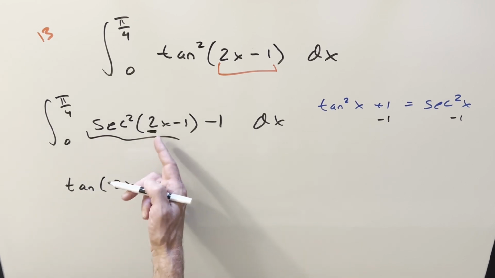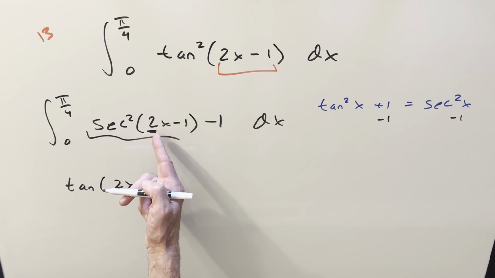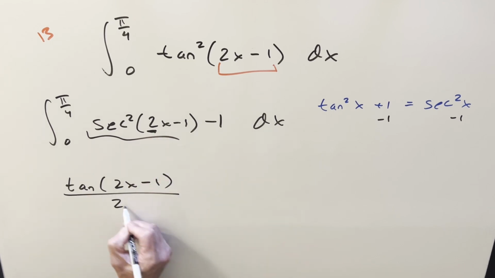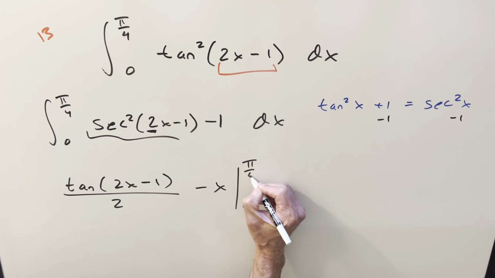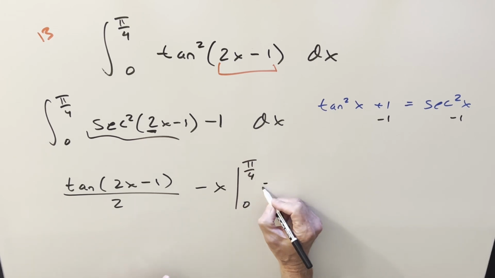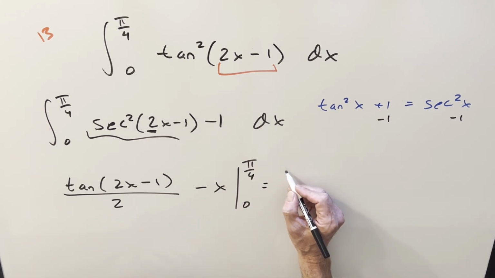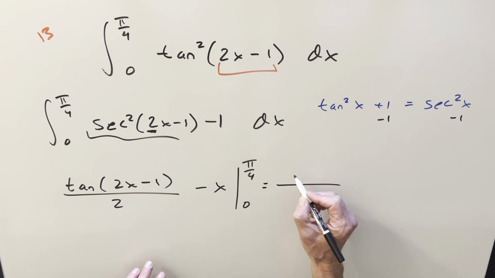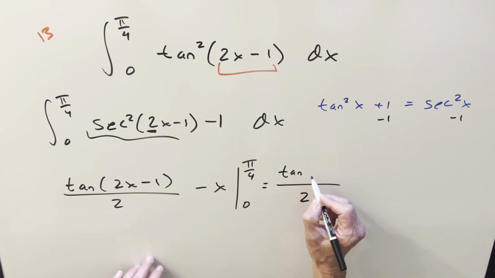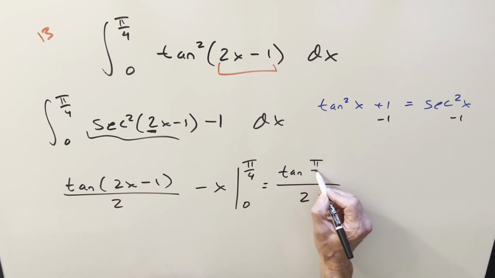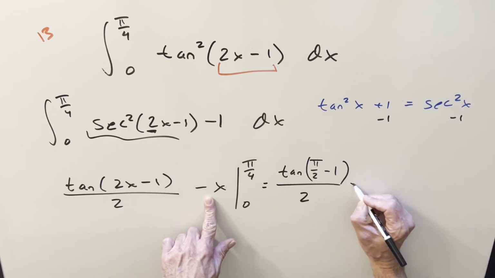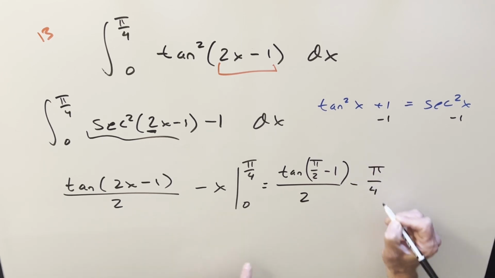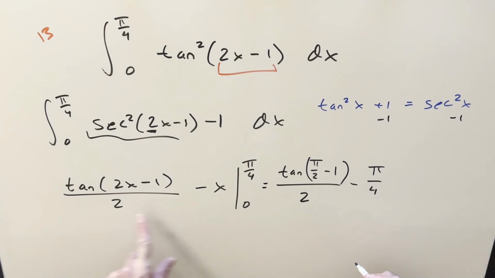So here it's kind of like doing the u sub in your head. We just need to remember that 2 right there. So we divide off the 2, and then here this is going to be minus x evaluated from 0 to pi over 4. Plug in pi over 4. What we're going to have here, it's all over 2. So we're going to end up with tan of pi over 2 minus 1. Then for this part, we get a minus pi over 4, plug a 0 in, that gets zeroed out.